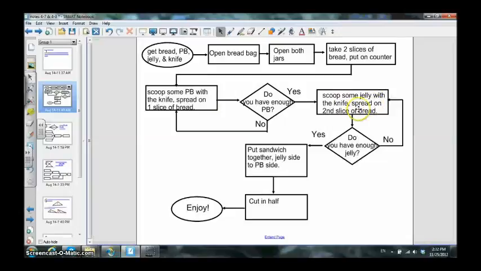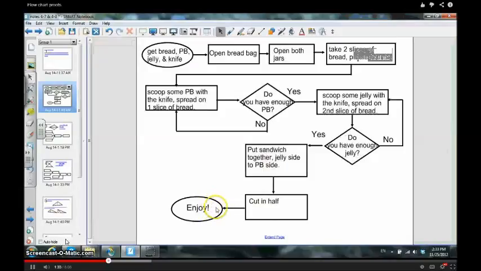I'm going to scoop some jelly out and put it on the 2nd slice of bread. Do I have enough jelly? Well, if not, I can go back and get some more. But if yes, I'm going to put my sandwich together by putting the jelly side to the peanut butter side and smushing together. I can cut it in half and then start eating my sandwich.